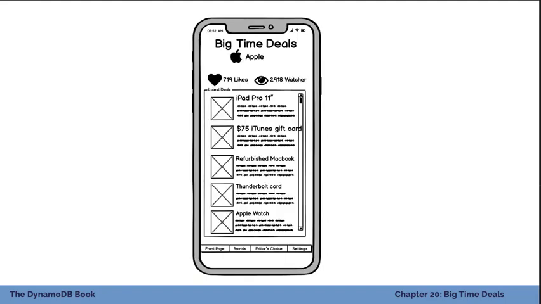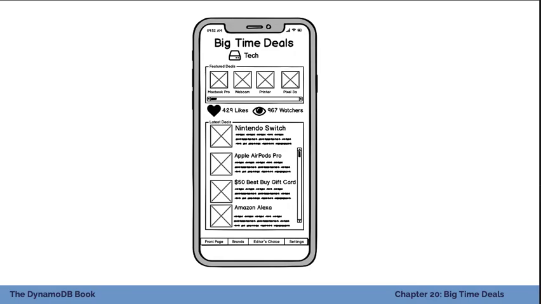If you click onto one of those brand pages, this is what you're going to see. This is the brand page for Apple. It's going to have the latest deals for Apple. It's also going to have the number of likes and the number of watchers for that brand. So users can come in, they can like a brand, they can also watch a brand, and we'll talk about the implications of that in a bit.